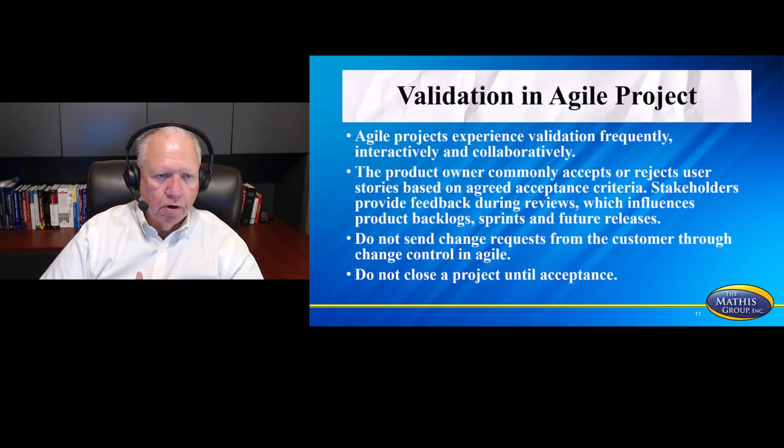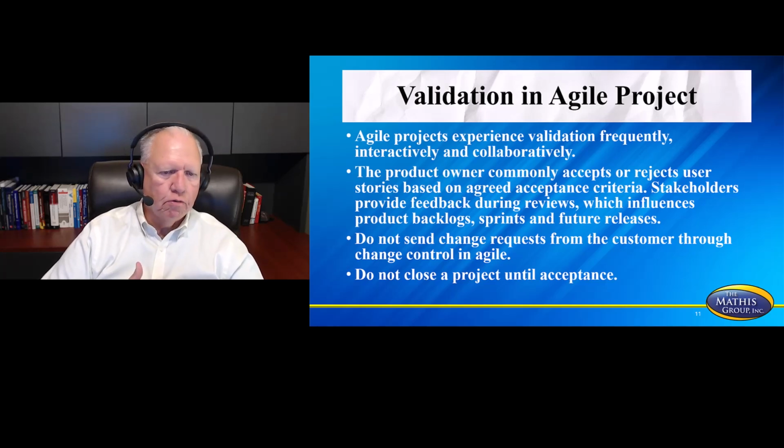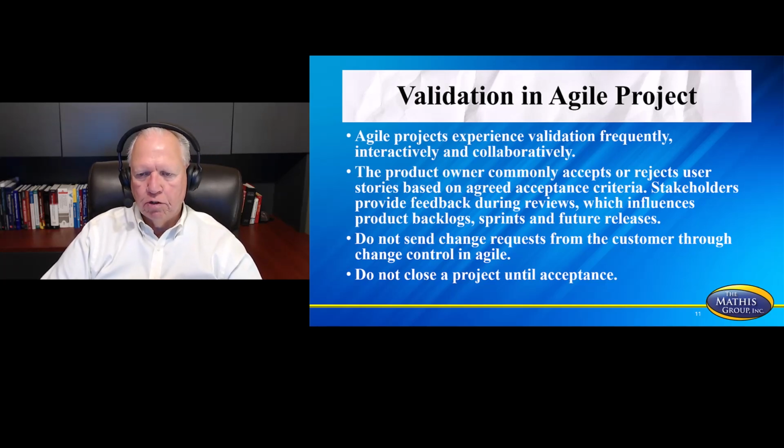Validation in an Agile project. Agile projects experience validation frequently, interactively, and collaboratively. The product owner commonly accepts or rejects user stories based on agreed acceptance criteria. Stakeholders provide feedback during reviews, which influences product backlogs, sprints, and future releases.